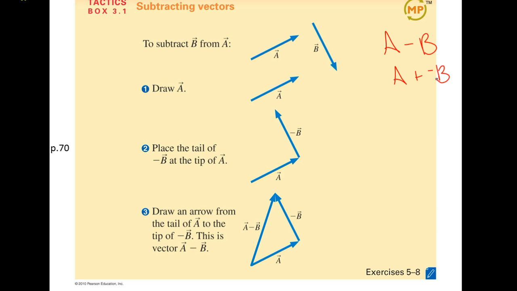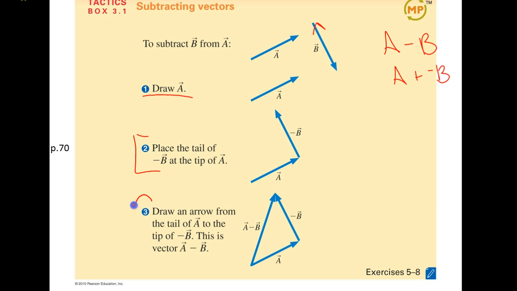So I go ahead and draw vector A like they've done here. And then I have to flip vector B, and in my mind, all of that means is put the pointy end on the other end. So B is still the same size, but it's going the opposite way. And then to say, okay, well, once you've flipped B, place the tail of B at the tip of A, which is what we talked about.